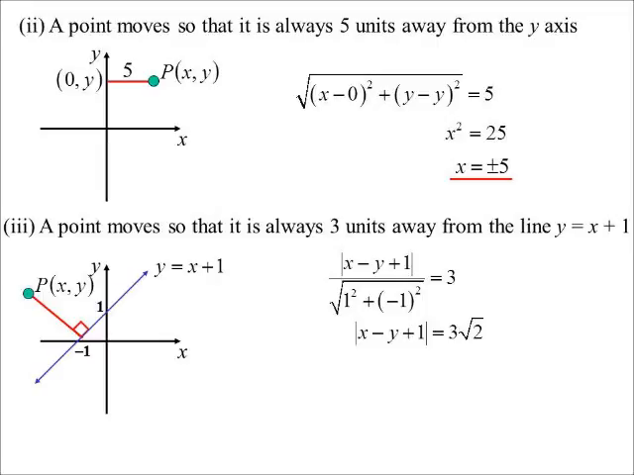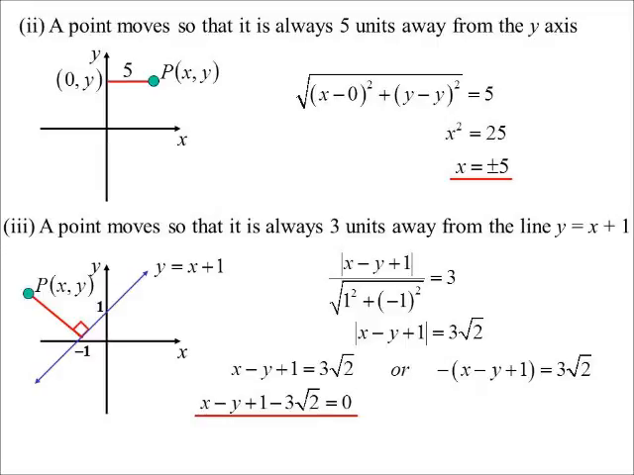So I've got this absolute value equation to solve. x minus y plus 1 is 3 root 2. So either x minus y plus 1 is equal to 3 root 2, or the negative of x minus y plus 1 is equal to 3 root 2. And so there's our equation. We didn't add 3 to the line, we actually added and subtracted 3 root 2 to the line. Not immediately obvious from the question. In this case, I think we needed to use our coordinate geometry to get that one out.